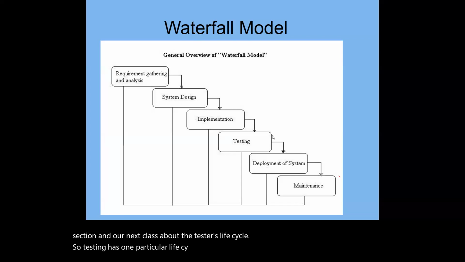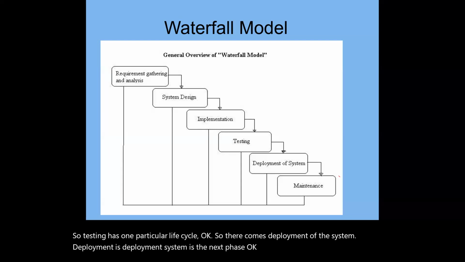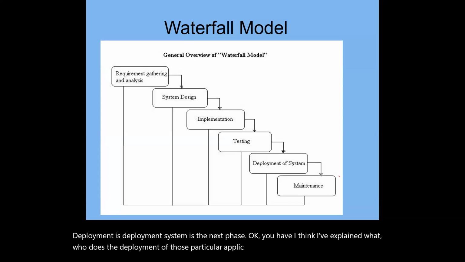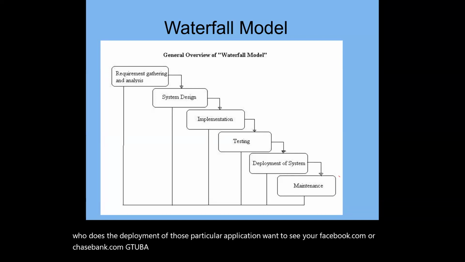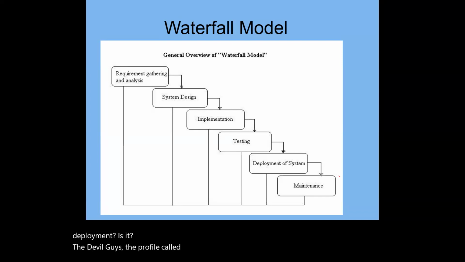Then comes deployment of the system. Deployment is the next phase. I think I've explained who does the deployment of those particular applications. What you see on facebook.com or chasebank.com, GT, UBA, they're all on production servers. And who does the deployment are the DevOps engineers and production managers. They do all that. So deployment is the next phase. Then comes maintenance.